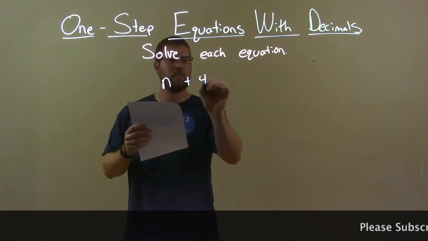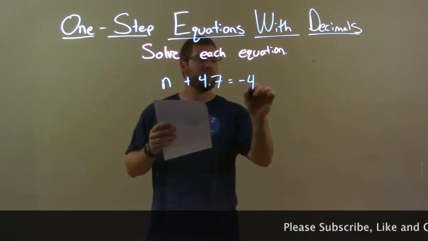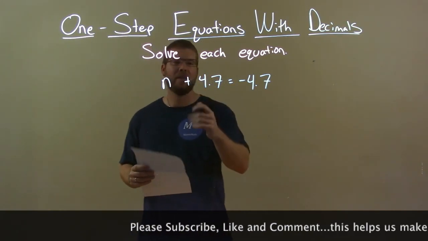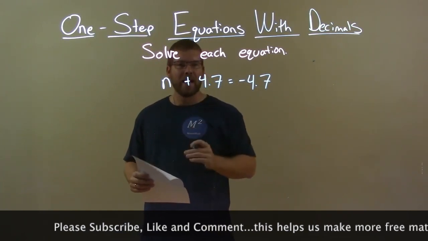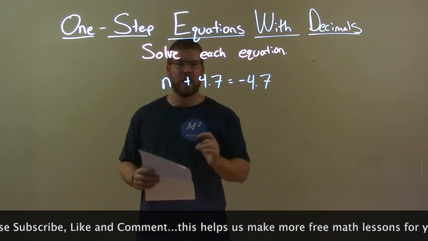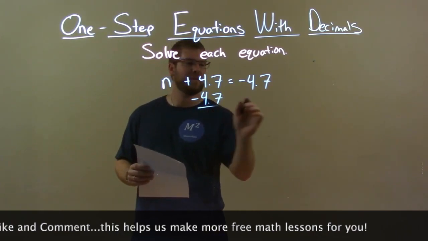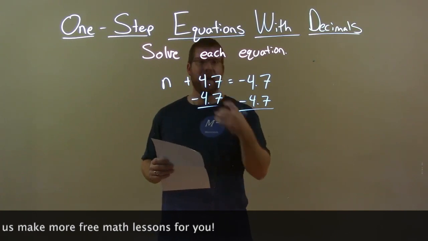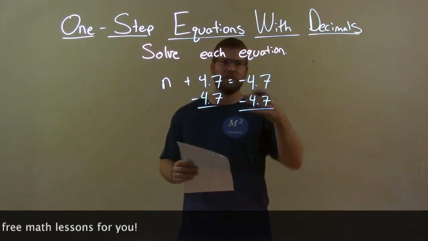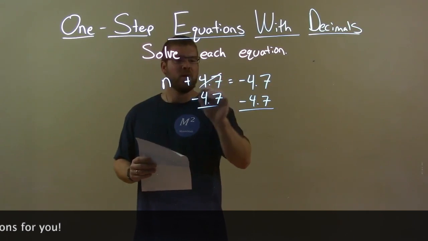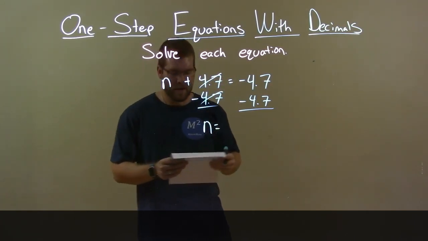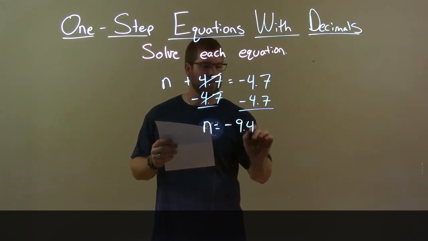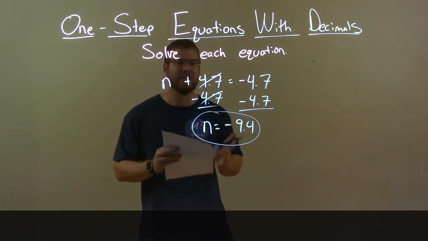n plus 4.7 equals negative 4.7. I want to get n by itself. So to do that, I have to bring the 4.7 to the right. We're adding 4.7, and the opposite of that is subtraction. So I subtract 4.7 from both sides. Now, a negative minus a number brings it more negative. These 4.7s cancel out, so we have n by itself. Negative 4.7 minus 4.7 is negative 9.4. And so my final answer here is just negative 9.4.